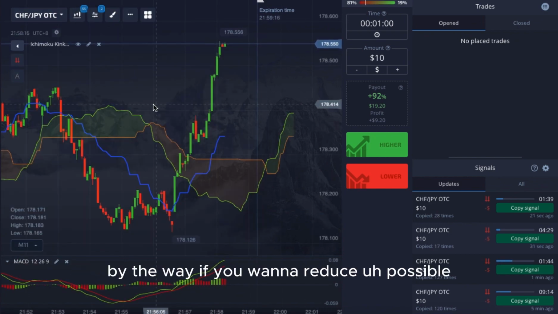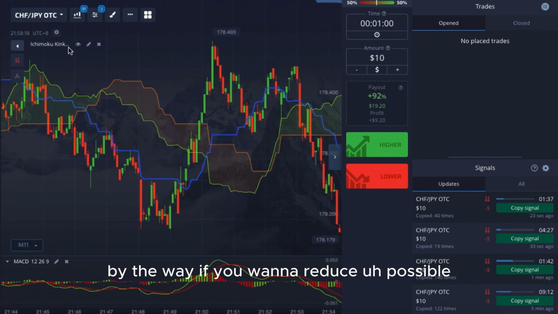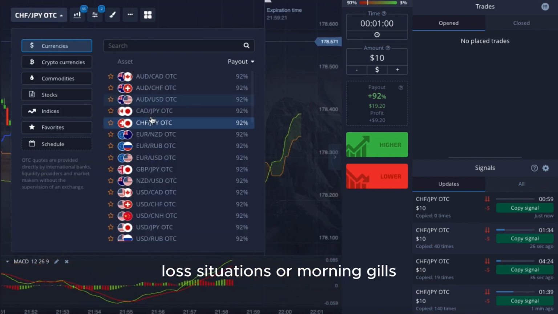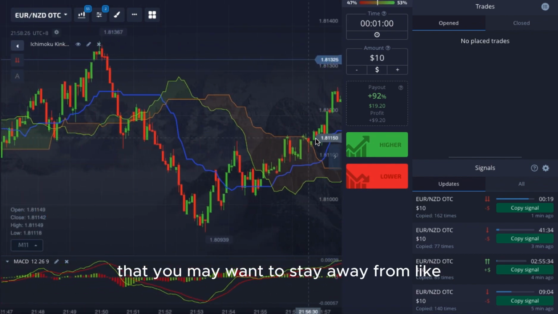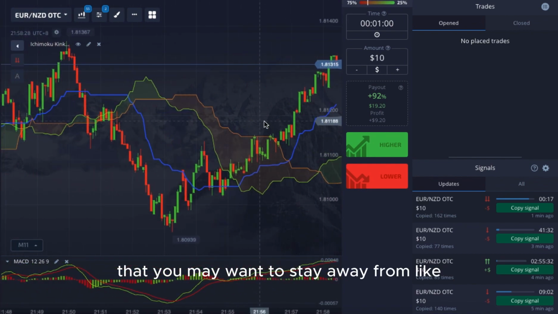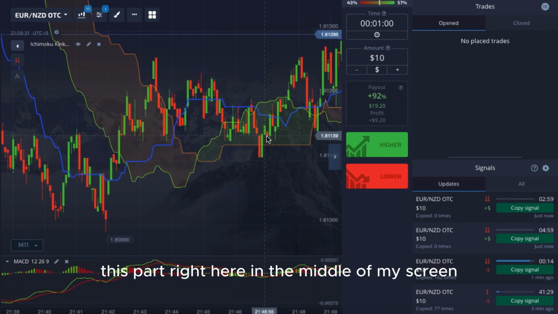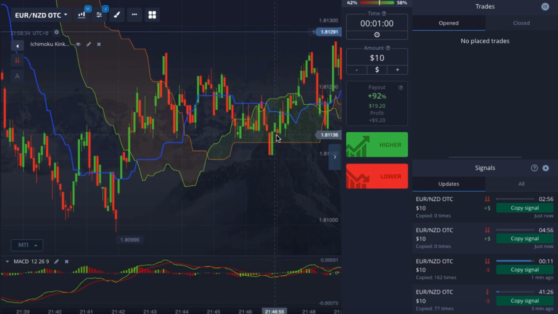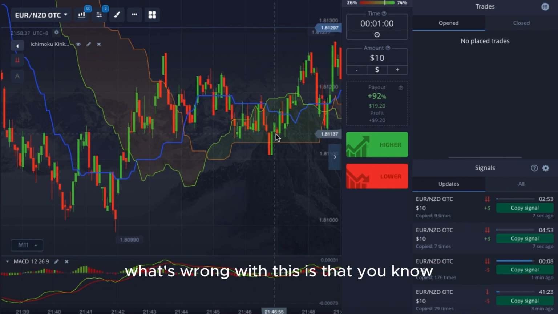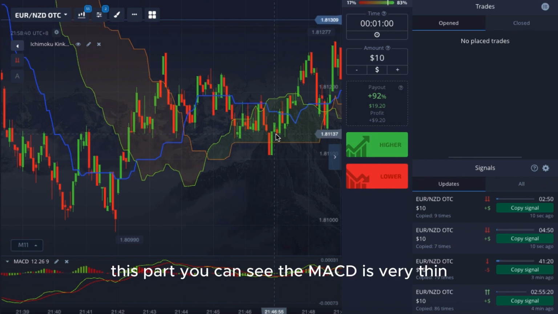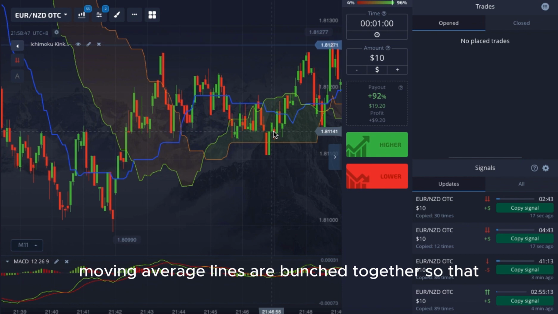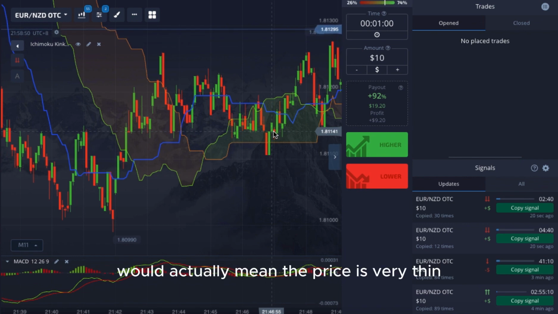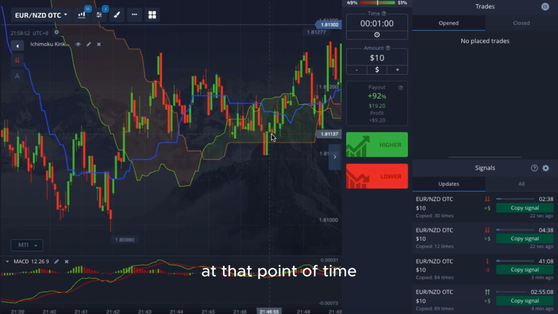By the way, if you want to reduce possible loss situations or martingales, one of the things I can recommend is that you stay away from sections of the chart like this part right here in the middle of my screen. What's wrong with this part is that you can see the MACD is very thin, so volume is very low, and the MACD moving average lines are bunched together, which means the price is very thin at that point in time.